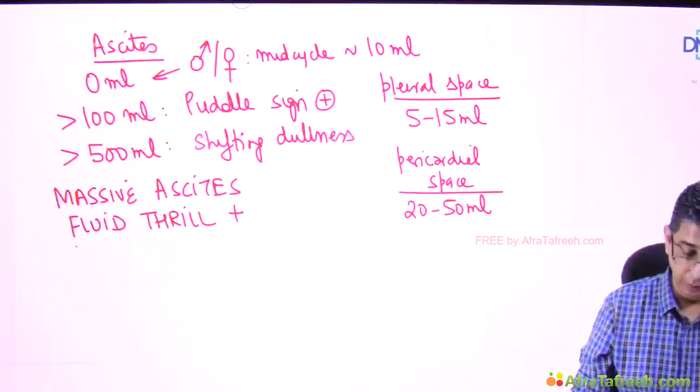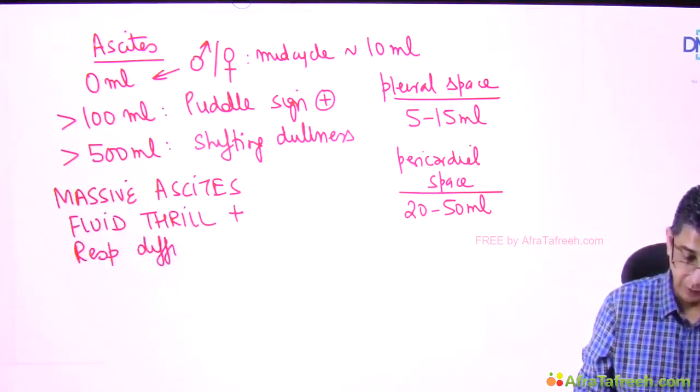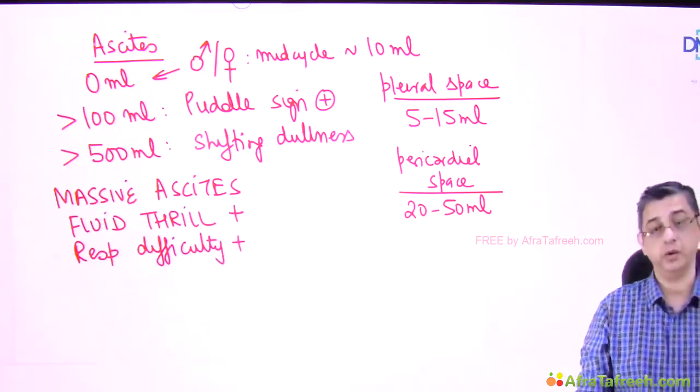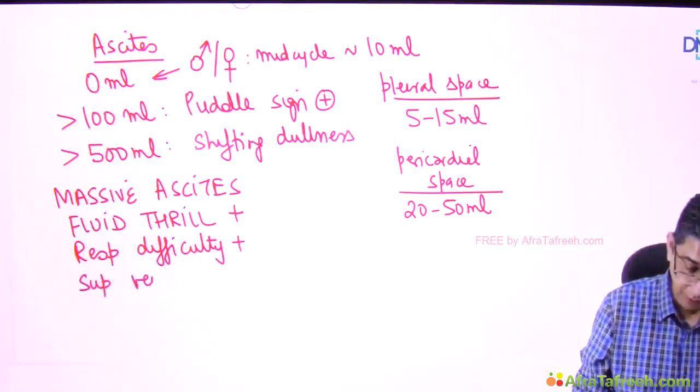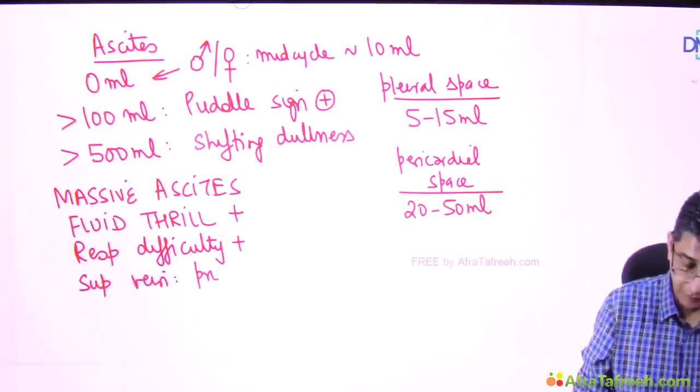There will be breathing problems or respiratory difficulty that will be experienced by the patient progressively, because the movement of the diaphragm can be affected, especially on lying down. The superficial veins of the abdomen will become more prominent, more visible.